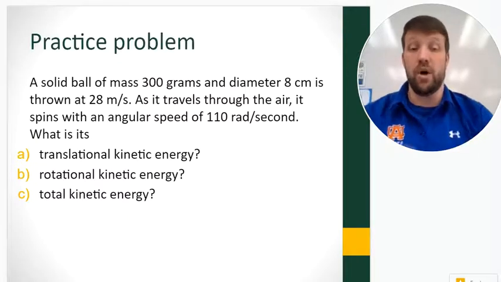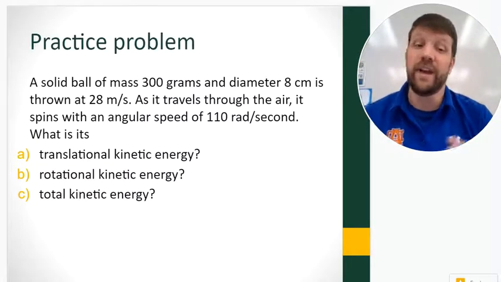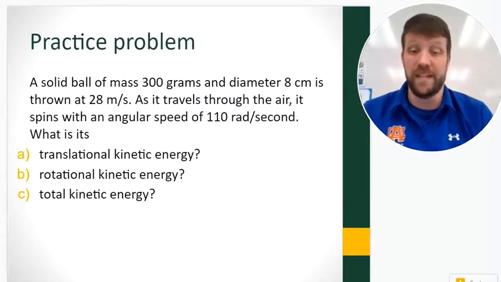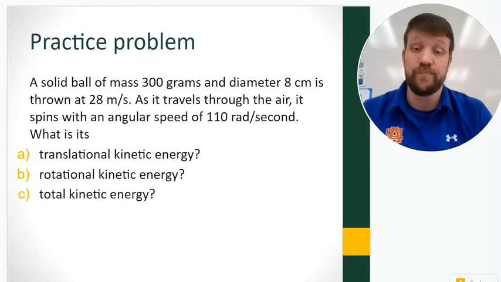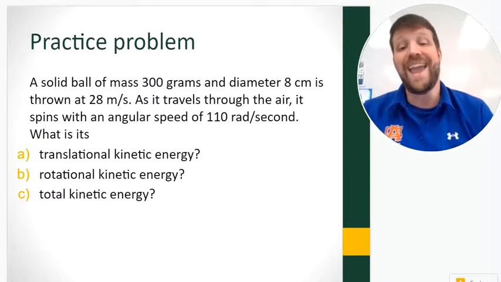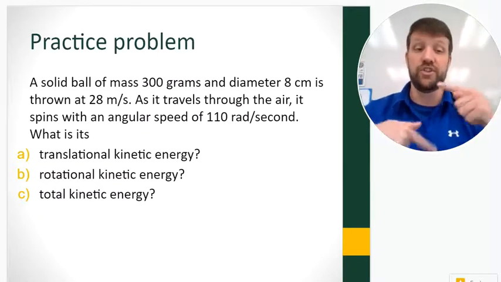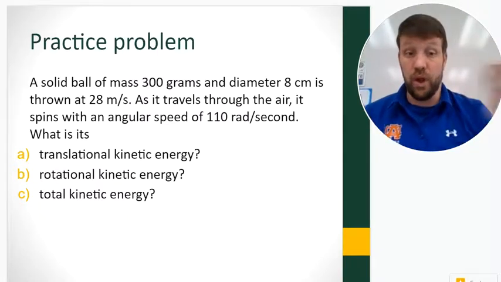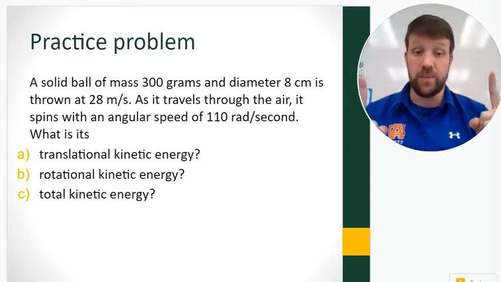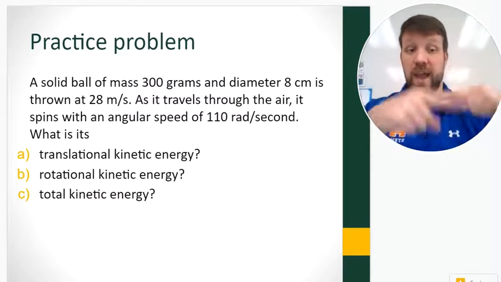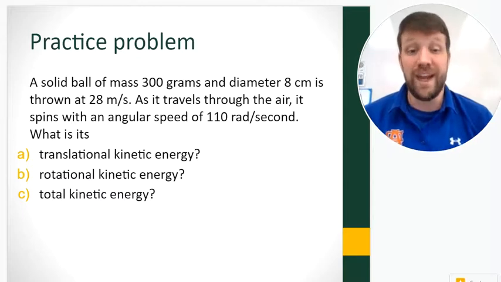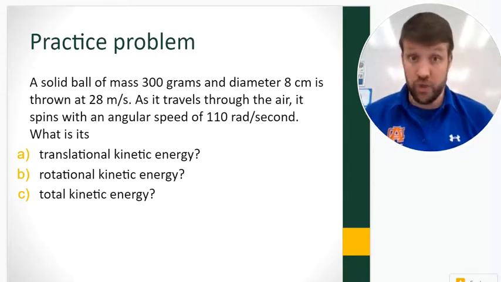We have a solid ball, baseball, something like that. It's 300 grams, and it has a diameter of 8 centimeters, so a radius of 4 centimeters. It's thrown at 28 meters per second. As it travels through the air, it spins with an angular speed, so it's thrown from A to B at 28 meters per second. It's spinning at 110 radians per second. Okay, so it's doing both.